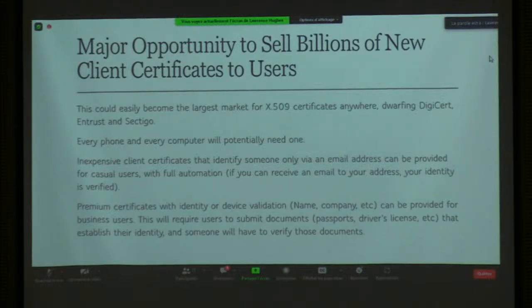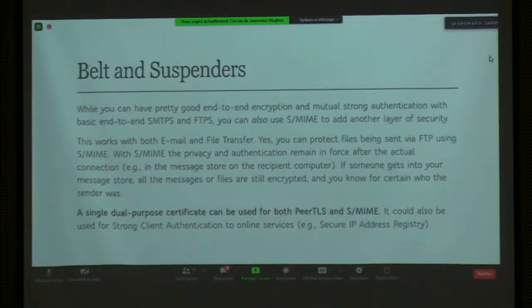Existing CAs can do that, but typically they're more concerned with issuing server certificates, which are not even needed in this scheme. Okay, belt and suspenders. While you can actually have pretty good end-to-end encryption and mutual strong authentication with basic end-to-end SMTPS and FTPS, you can also add S/MIME in for an additional layer of security.